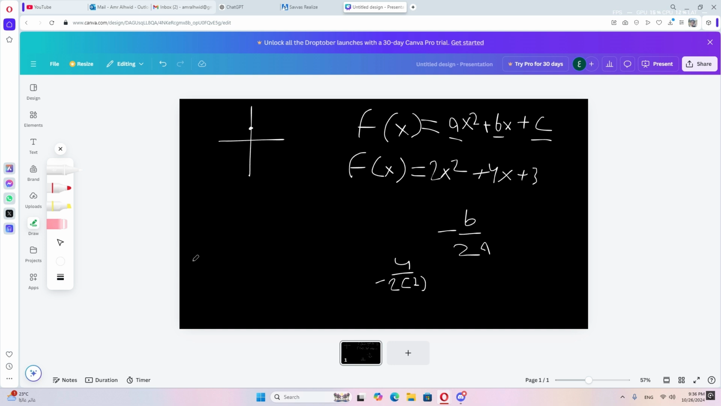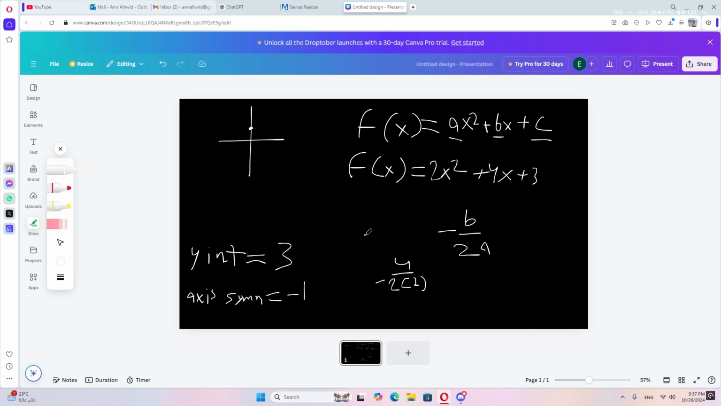So let's write our variables. The y-intercept is 3. The axis of symmetry is going to be minus 1. Okay, so what can we do with this information?